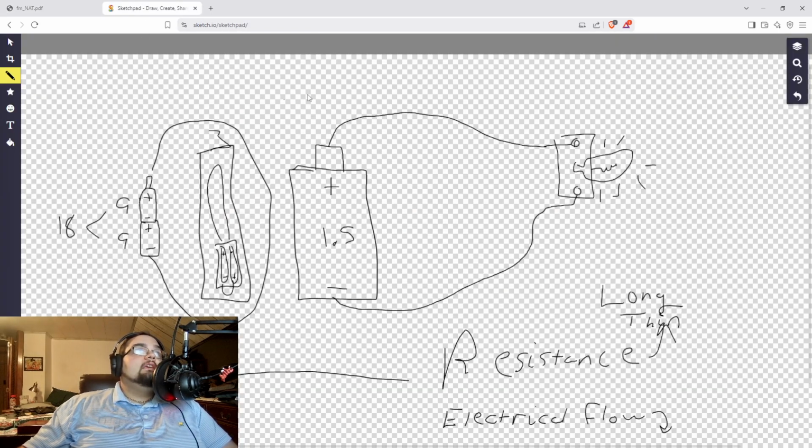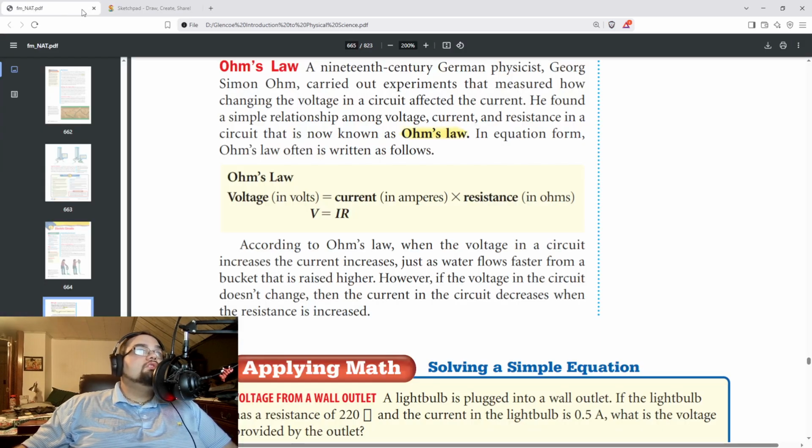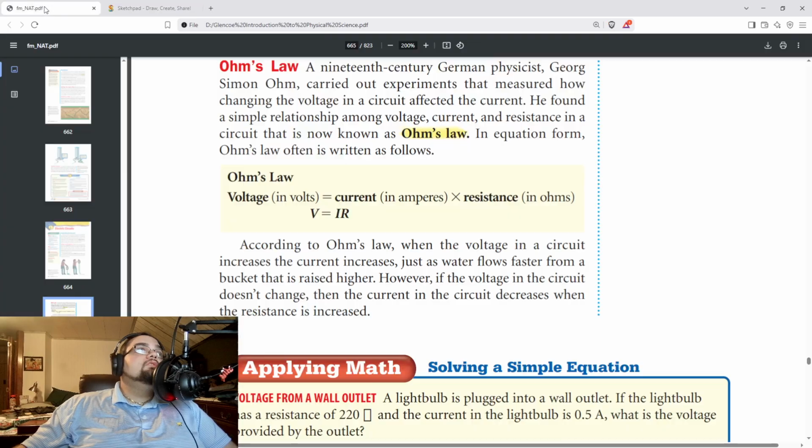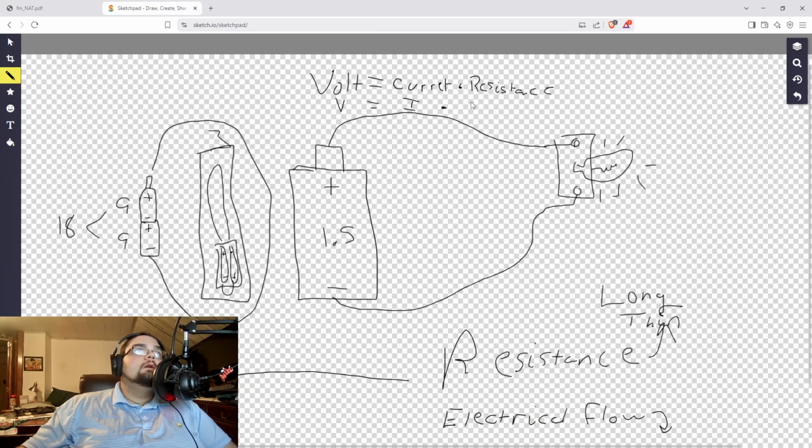We write this as volts, for which we use the symbol V, is equal to current, for which we use the symbol I. Why we do that, I do not know. Then multiplied by resistance, and we use the symbol R. Now, resistance is also measured in ohms.